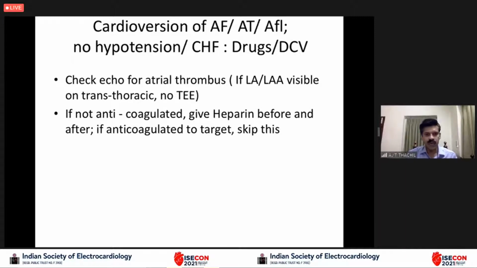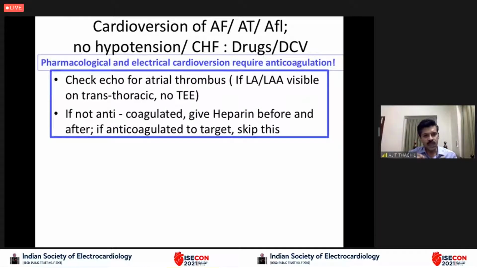But remember, in both of them, the first step is to check for a thrombus. And if the patient is not anticoagulated, give heparin. And remember, whether you pharmacologically cardiovert or electrically cardiovert, you need anticoagulation. That is, you see a patient with atrial fibrillation, fast rate, don't jump to amiodarone before giving the heparin. That's what I'm trying to say.